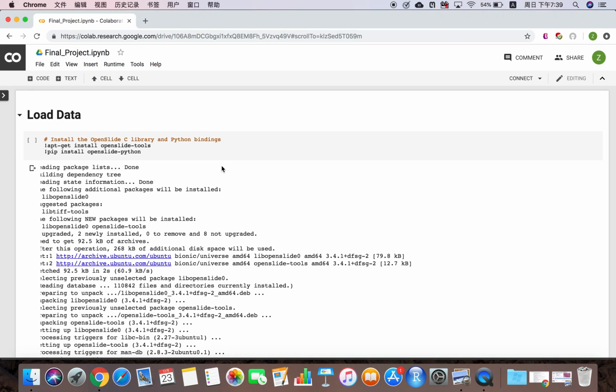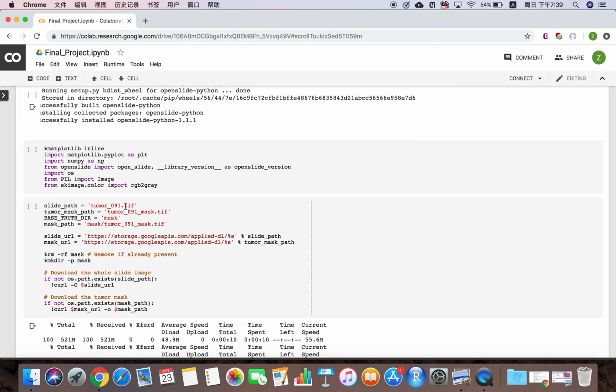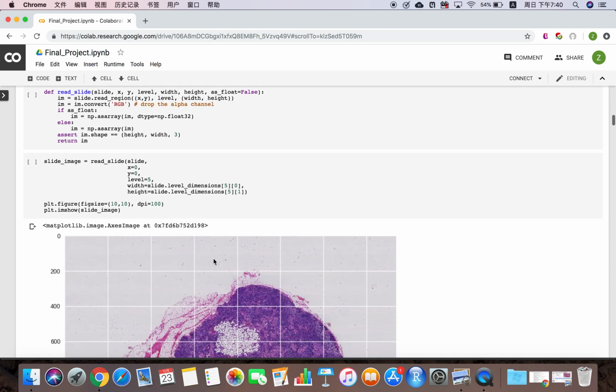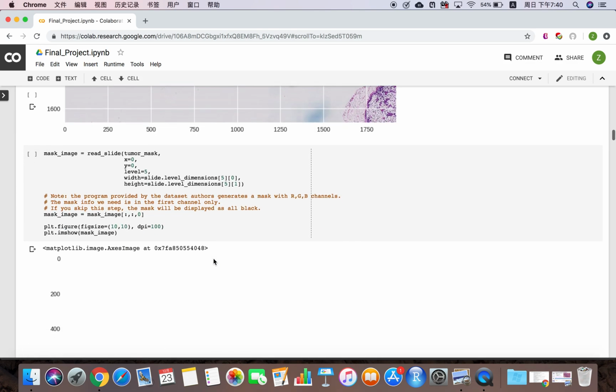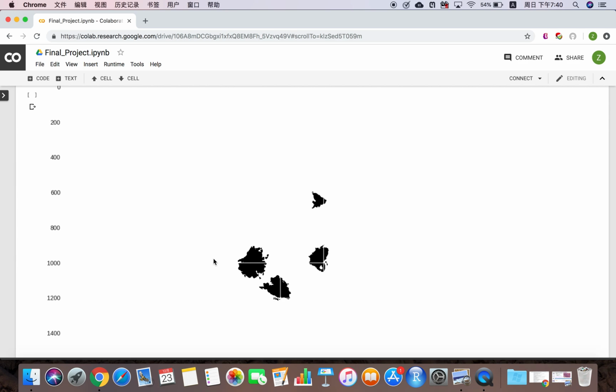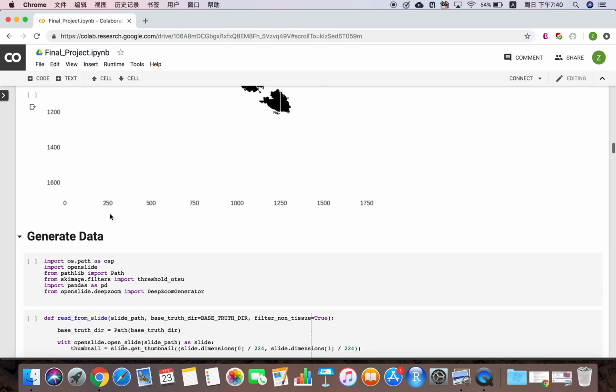The first part is loading data. Here I only use the slide Tumor 0191. This is the original biopsy image, and this is a truth mask image where the black area means the tumor area. Here we can see there cannot be any tumor if there is no tissue, so we can use the trick to train the samples only for the images that contain tissues, so we can reduce computation cost.